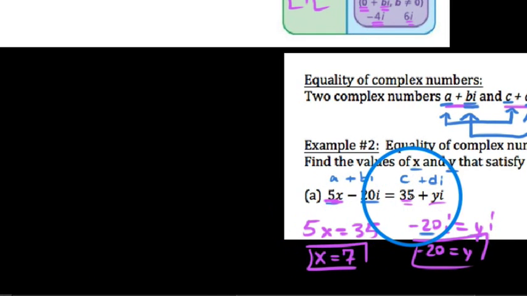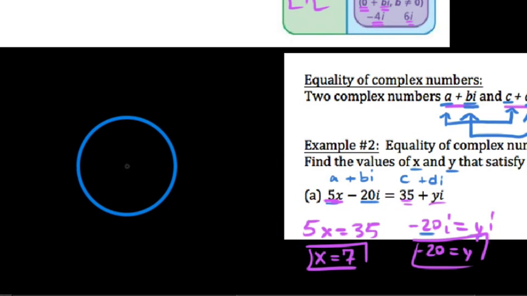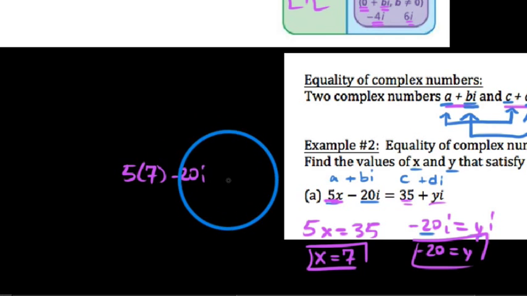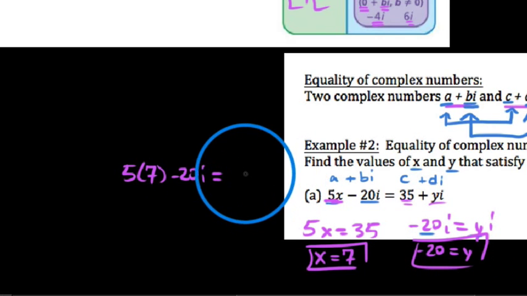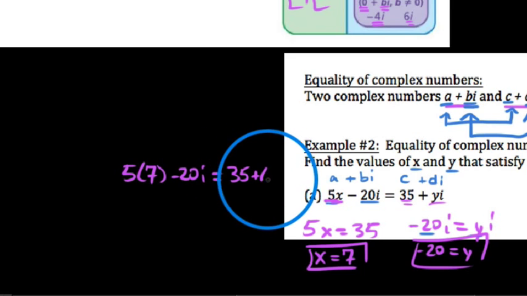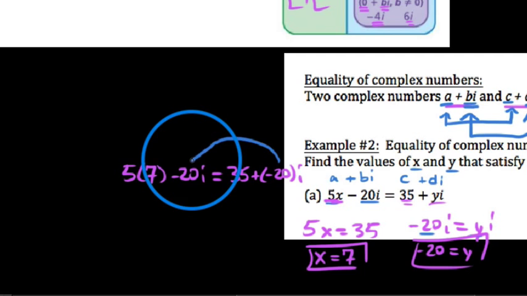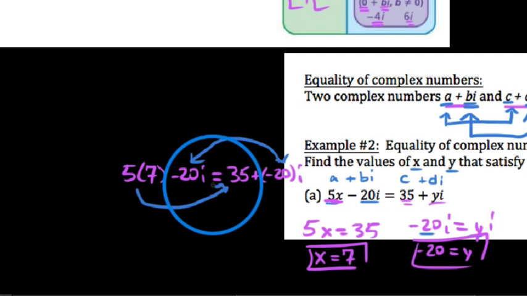And we could certainly go back and check this by plugging these in. If I were to plug in a 7 for my x here, I would get 5 times 7 minus 20i as our left number. And on the right side, plugging in negative 20 for y, we would get 35 plus negative 20 times i. And you can see that this negative 20 and that negative 20 are equivalent, and this 5 times 7 and this 35 are certainly equivalent.